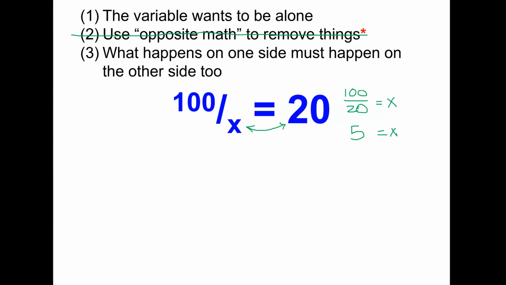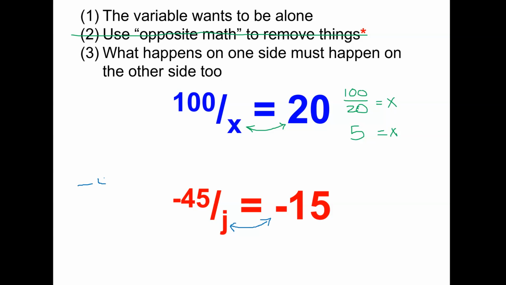Our final example, we have -45 divided by j equals -15. If the variable is on the bottom, swap it with what's on the other side. -45 divided by -15 equals j. And that tells us that j is equal to +3.